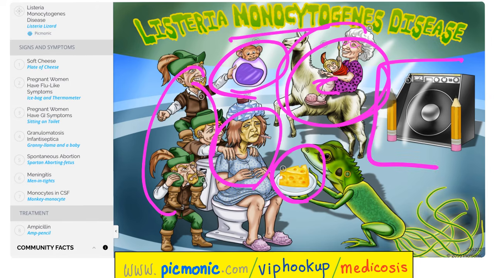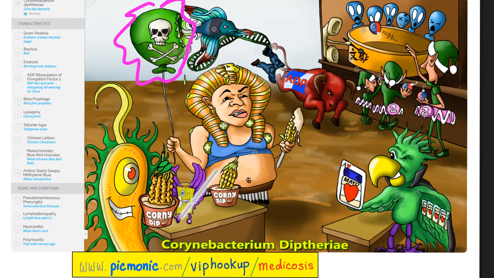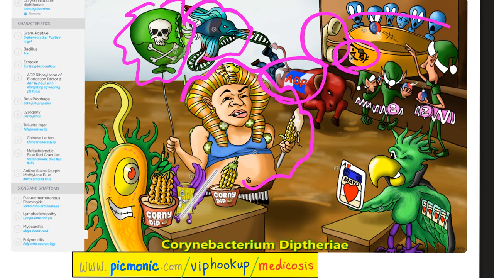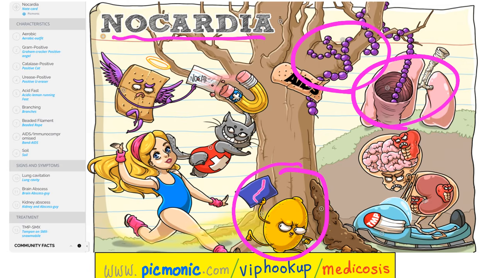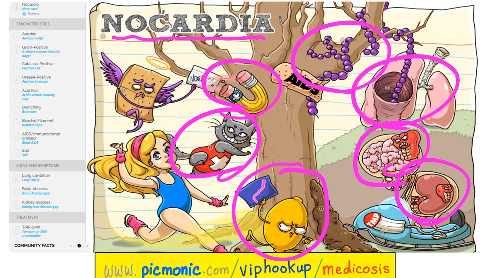Treat with ampicillin. For the Corynebacterium diphtheriae, don't forget the exotoxin, the beta prophage, the ADP, the tellurite agar, metachromatic blue and red granules, the Chinese letters. Diseases include pseudomembranous pharyngitis, lymphadenopathy, myocarditis, and peripheral neuritis. The note card, Nocardia. Nocardia is branching. Nocardia is acid fast. Nocardia causes lung cavity, abscess in my brain, abscess in my kidney. It's urease positive, catalase positive, aerobic. Treat me with TMP-SMX unless I'm allergic to sulfur.